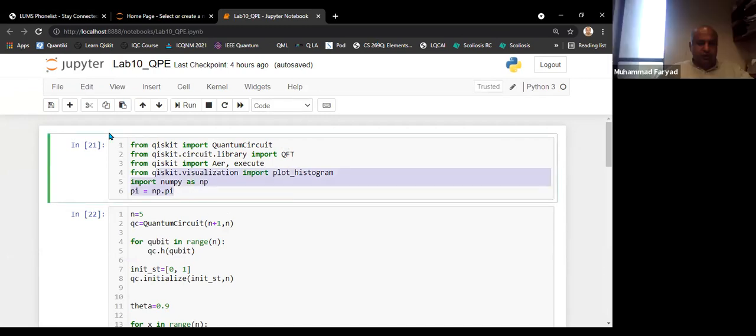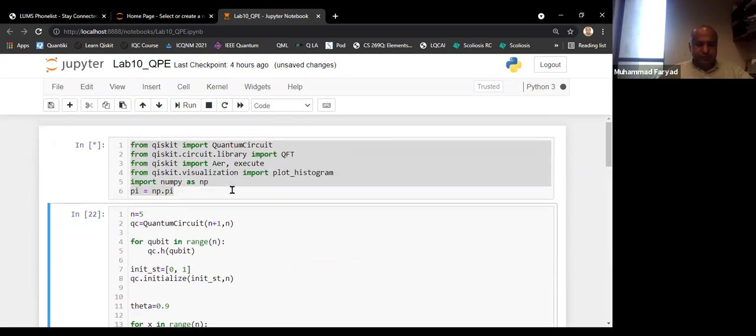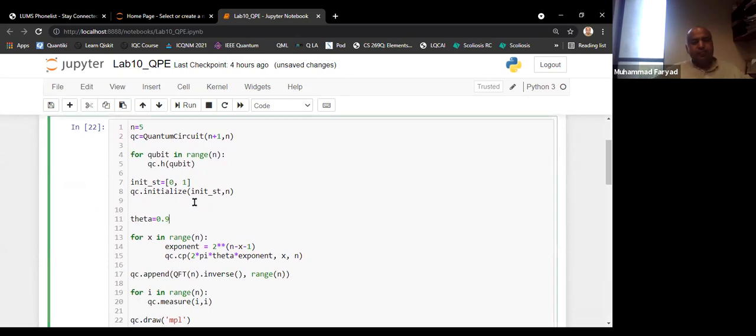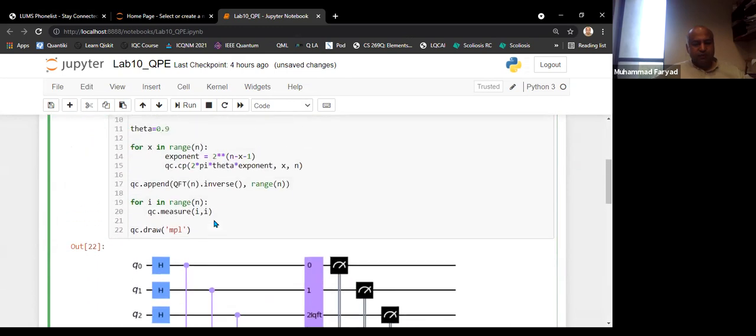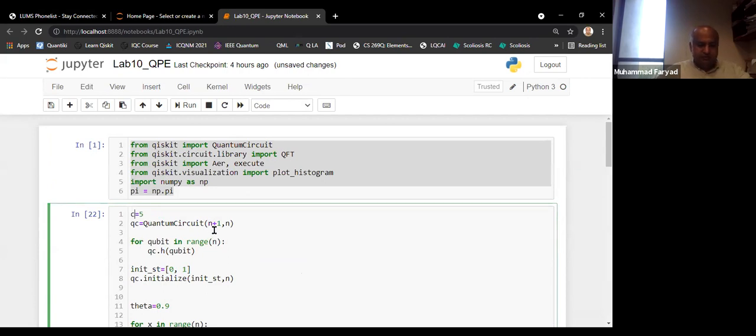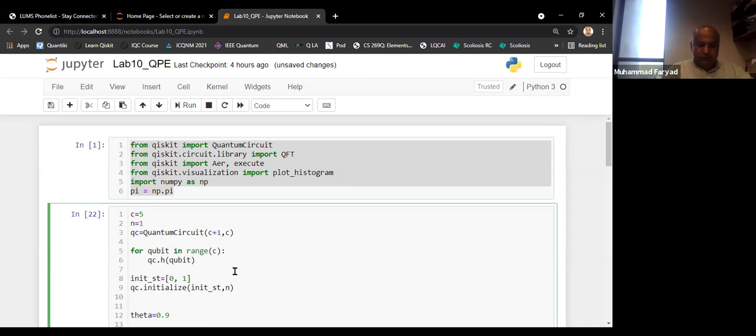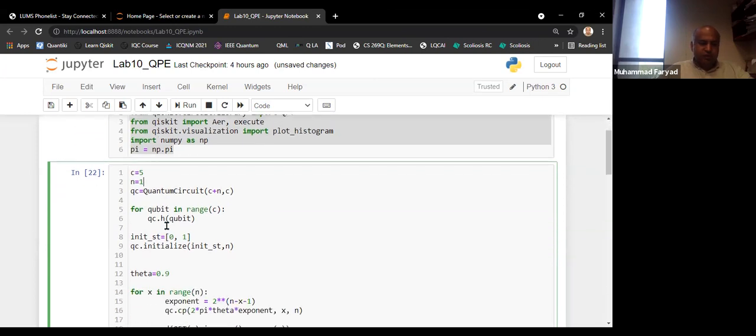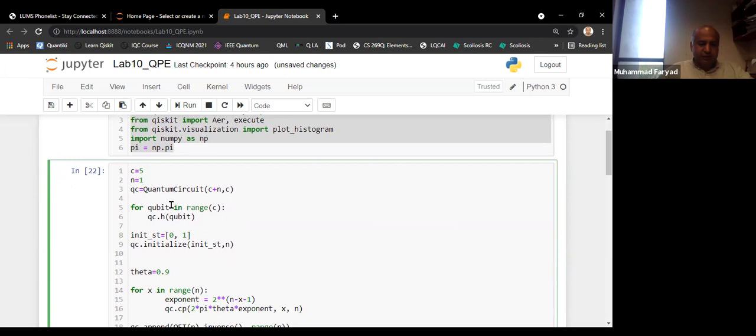Thank you. So we start with the usual import of desired functions. And then I have a simple circuit. You see a quantum circuit with n+1 bits. So this n is what I was calling C before. So actually, let's write it C so that we can match it. So I'm using C for counting. So these are counting qubits. They're not the qubits that are required to represent the eigenvector. And actually, let's say n is equal to 1. So we have n qubits for eigenvector representation and C qubits for counting.